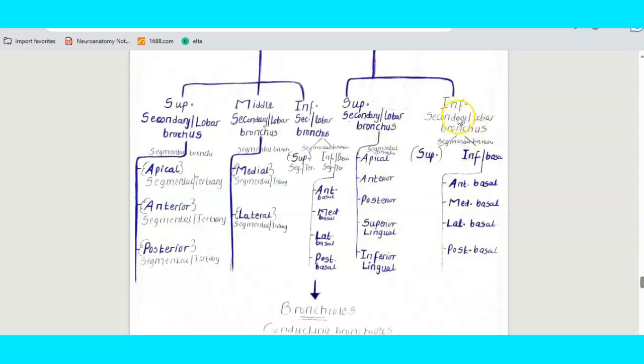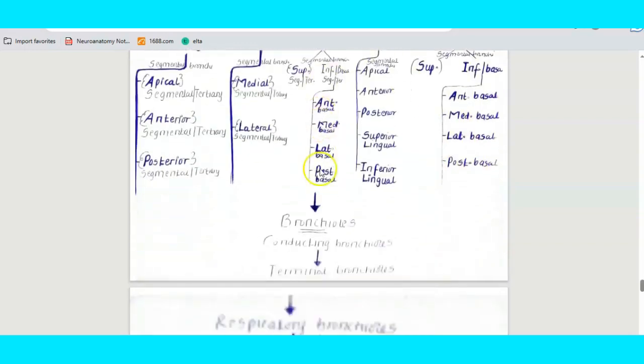Then for the inferior secondary or lobar bronchi, it divides into a superior segmental bronchus, I mean the one that will supply the superior segment. Then it has one that will supply the anterior basal segment, a branch that will supply the medial basal segment, one that will supply the lateral basal segment, and the posterior basal segment.